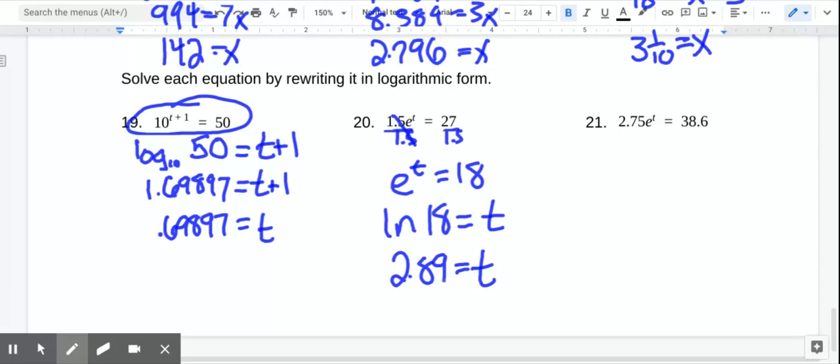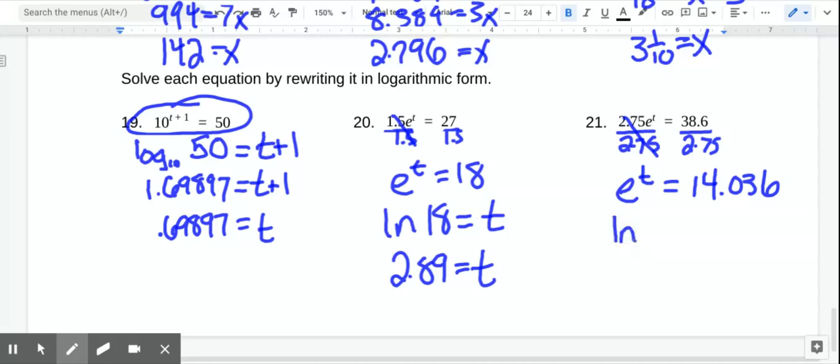All right, one more like this. Again, we're going to get the e by itself before we start doing anything fancy. So e to the t equals 14.036. I want the t out of the exponent, so I'm going to rewrite it as a logarithm. It's base e, so it's natural log. Exponent goes on the other side. 14.036 goes here. And then to solve for t, all you have to do is type in your calculator the natural log of 14.036, and we get 2.64.